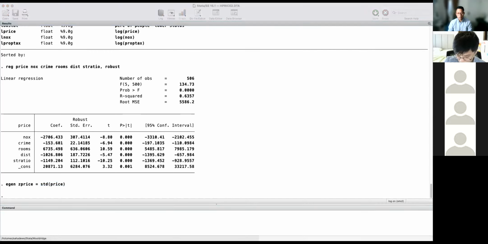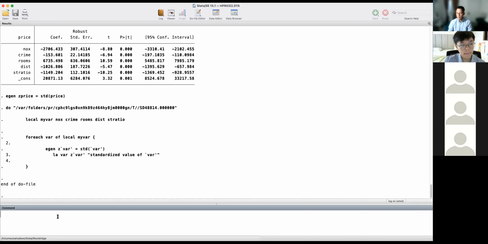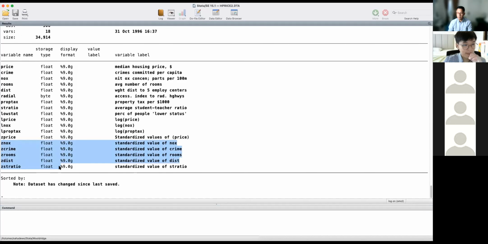Instead of doing it one by one, I'm going to run a loop for all the variables. You can take a look at the loops, and from the loops you generate all these variables: Z NOx, Z crime, Z rooms, Z distance, and Z student-teacher ratio, with just 3 lines of command instead of 5 or 6. If you have many variables in your data set, knowing loops is going to improve your working efficiency. So I invite you to learn about loops.